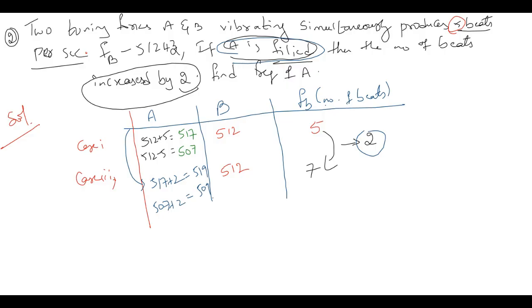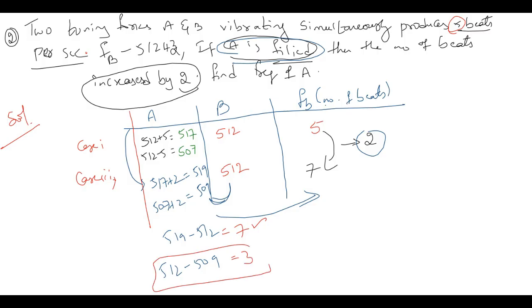Now the difference between these two must be 7. Yes or no? 512 minus 7 is how much? 512. Here what should we do? 519 minus 512 or 512 minus 509. This is 7. In this case, it is 3, sorry, in this case it is 3.